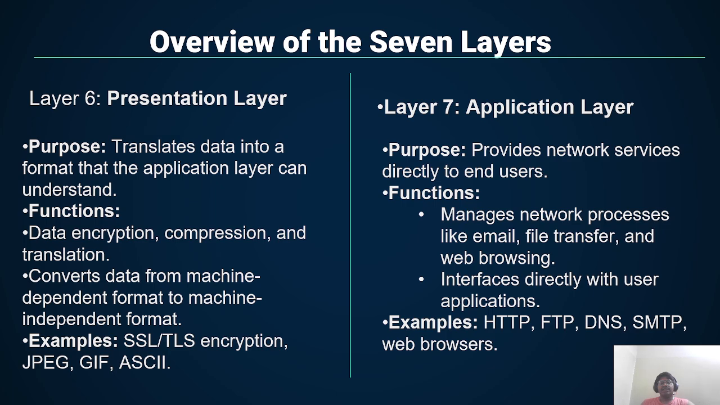Layer 6, presentation layer. The presentation layer translates data into formats that the application layer can process. Functions include data encryption, compression, and translation from machine dependent to machine independent format. Examples include SSL, TLS encryption and file formats like JPEG, GIF, and ASCII. This layer is crucial for data security and usability.